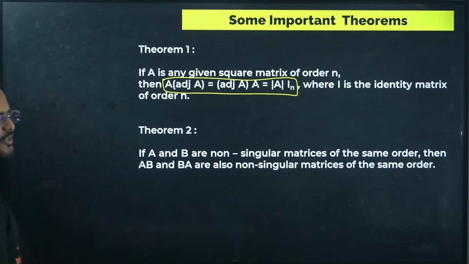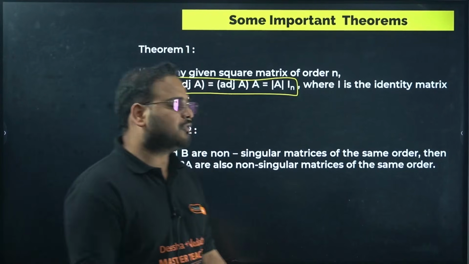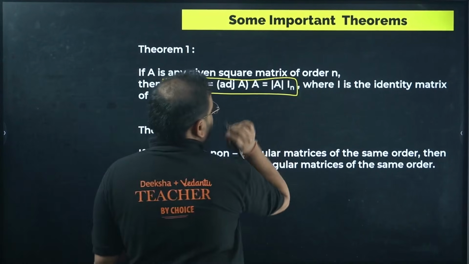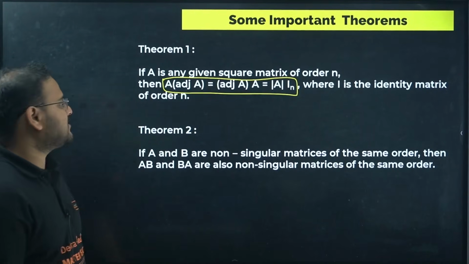Okay, theorem number 1 is what? A times adjoint A equals adjoint A times A equals determinant of A times the identity matrix I(n). Okay, n is what? The order of the same matrix A.